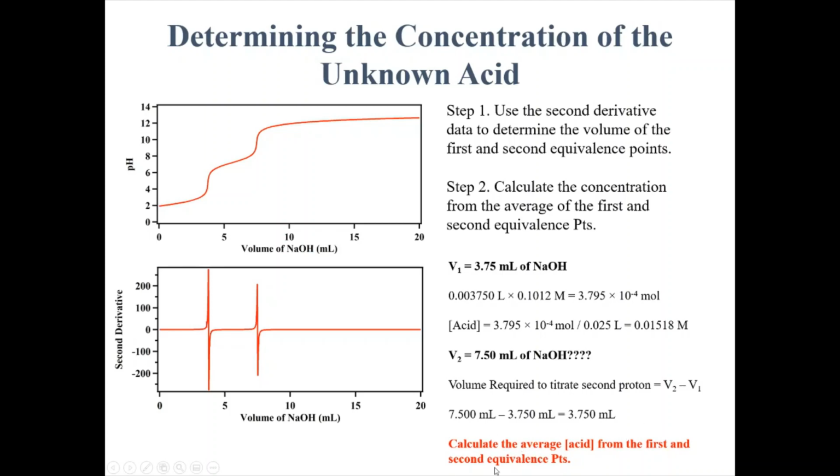And this is what we're going to report as the average concentration for the acid from the first and second equivalence points. We can't do anything with the third equivalence point because it gets washed out. So we just have to rely on the first and the second.